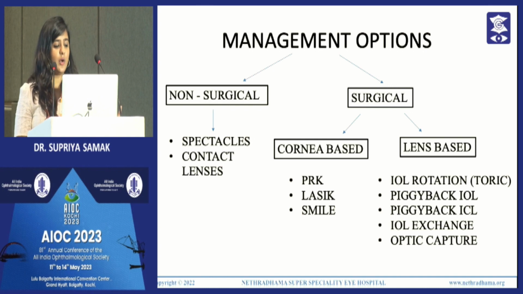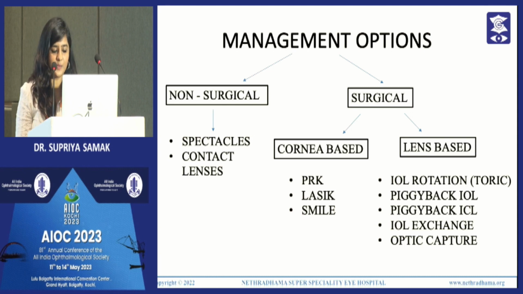So the main broad two options are of course non-surgical, where you can give the patient spectacles or contact lenses, but we'll be focusing more on the surgical treatments, which can either be cornea-based or lens-based. Now the cornea-based procedures that we can do are either PRK, LASIK or SMILE.